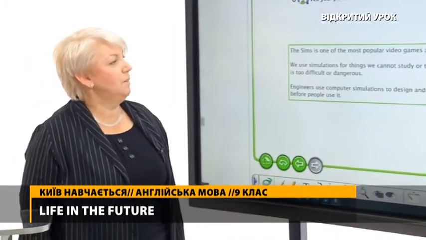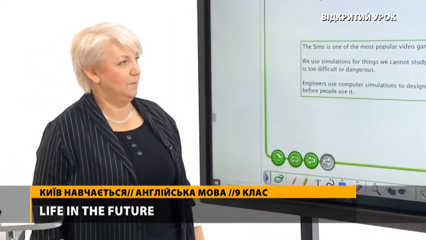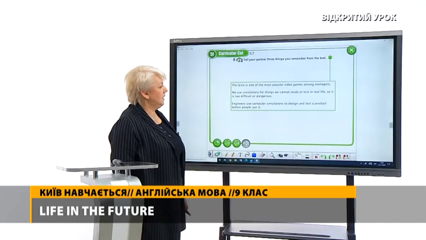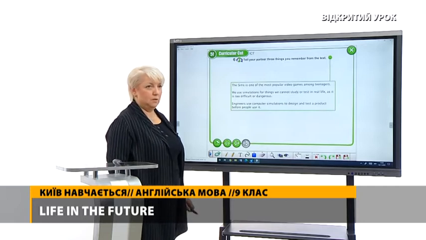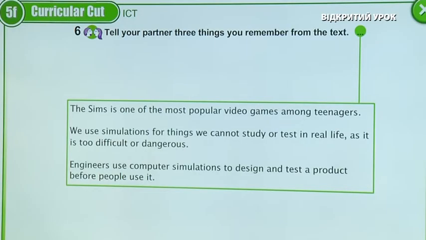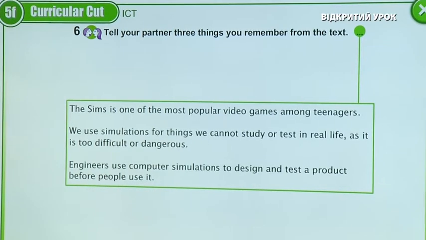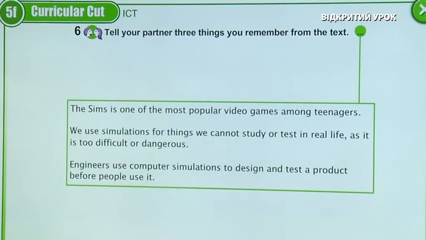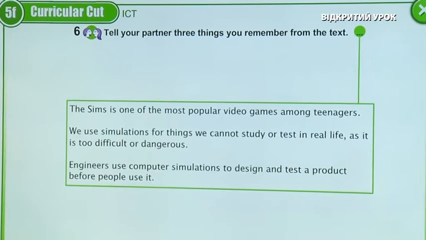The Sims is one of the most popular video games among teenagers. Is that true? Yes, I think that's true. We use simulations for things we cannot study or test in real life, as it's too difficult or dangerous. Again, the next one. Engineers use computer simulations to design and test a product before people use it. Nice of you. Now, let's come to another section.